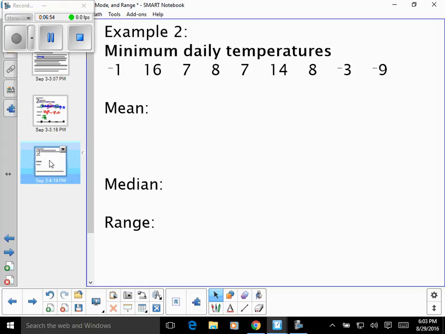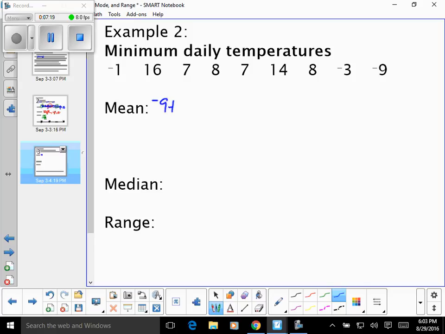Example 2. I would strongly suggest that you press pause, work through the problem, and then I'll show you how it's worked. Again, we're going to want to use numerical order.